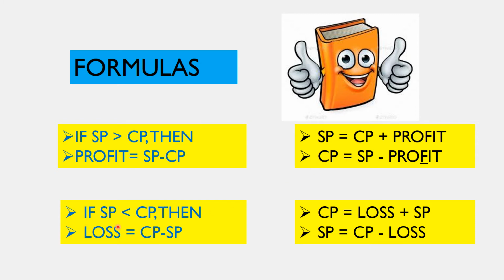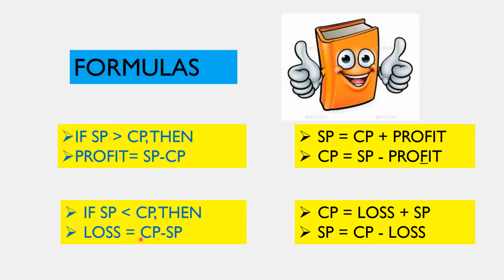Now let us derive one more formula. If SP is less than CP, when selling price is less than cost price, then you have loss, right? You are selling some article at a lesser price than you have bought it. So you will have loss. So loss is CP minus SP because CP is more. So CP minus SP. And from this formula, you can derive two more formulas.